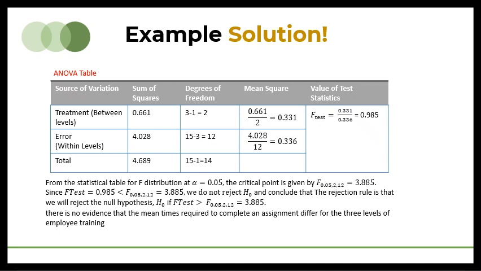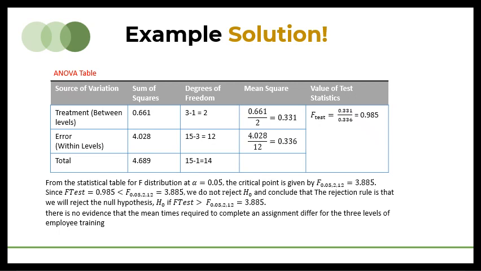And therefore, we compare the F test with the statistic value. From the F distribution table at alpha 0.05, the critical point is given by F 0.05, 2, 12, equal to 3.885. Since the F test that we have calculated is 0.985, which is less than the F statistic in the table, which is 3.885, we do not reject the null hypothesis.